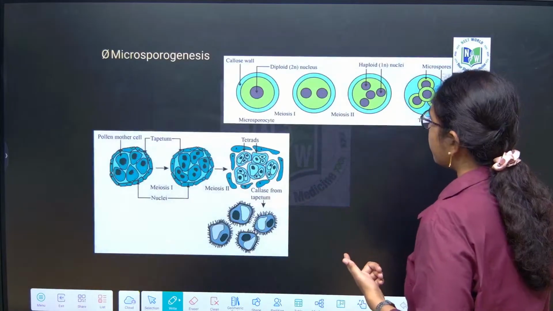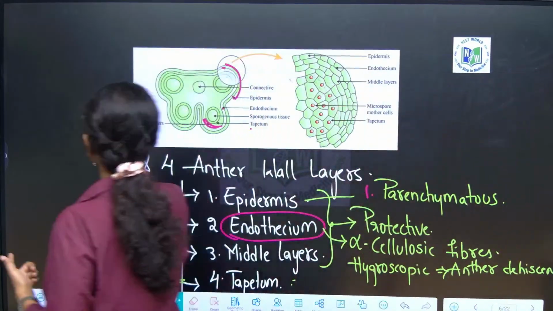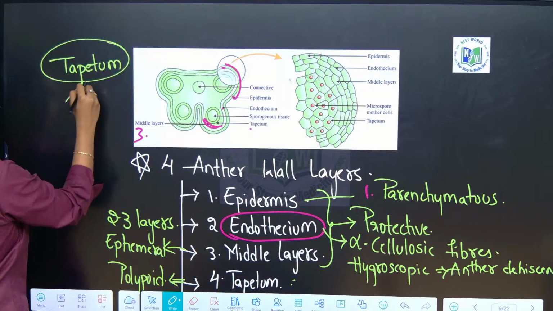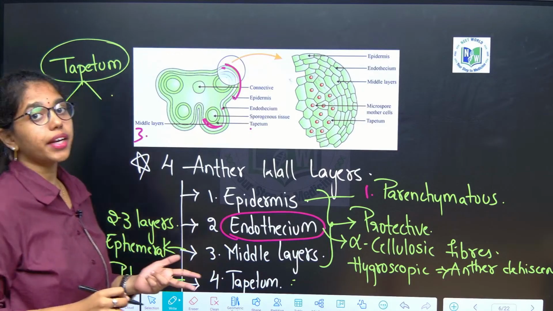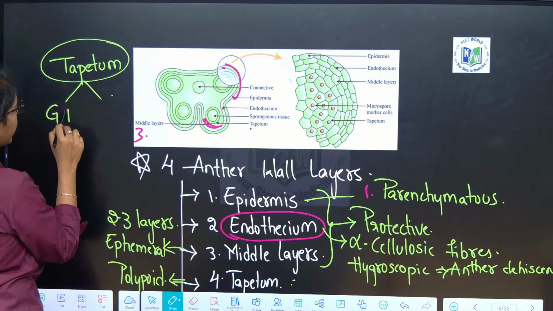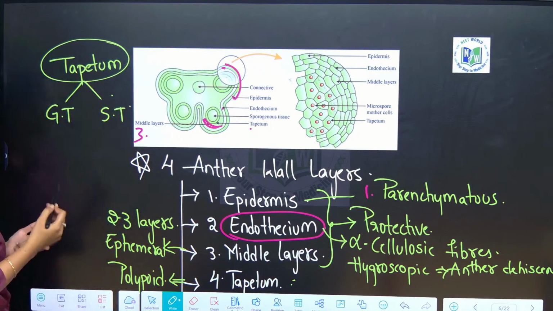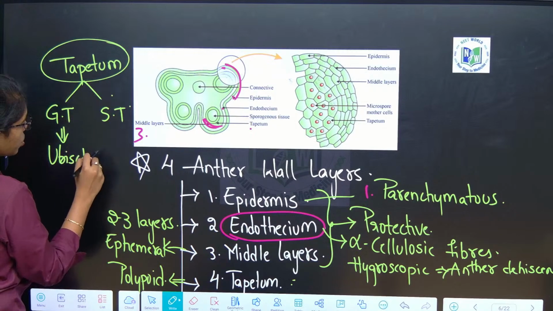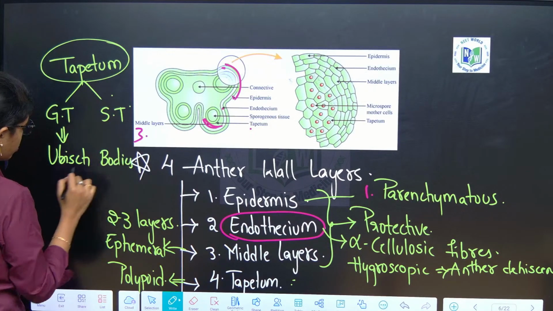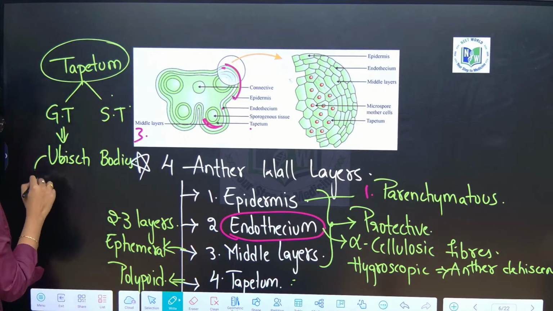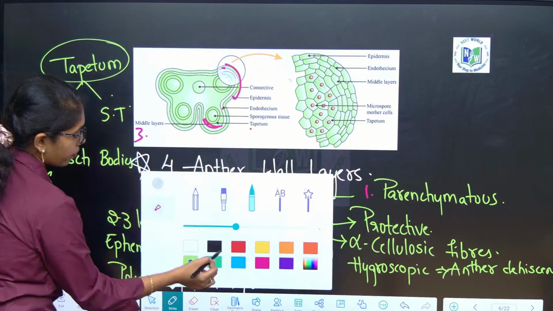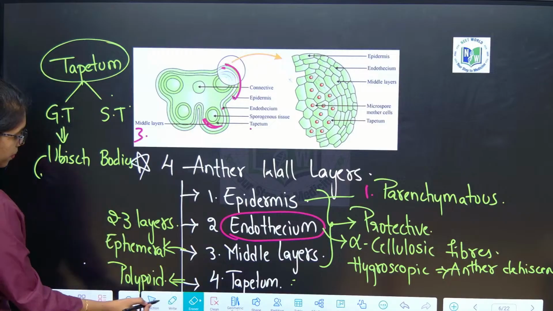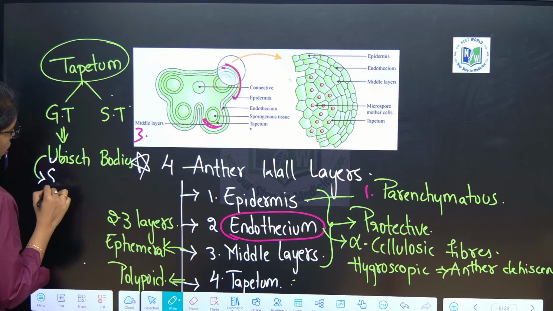Tapetum can be of 2 types. I am writing here, you see: glandular tapetum and secretory tapetum. Glandular tapetum will release Ubisch bodies, which give rise to sporopollenin.